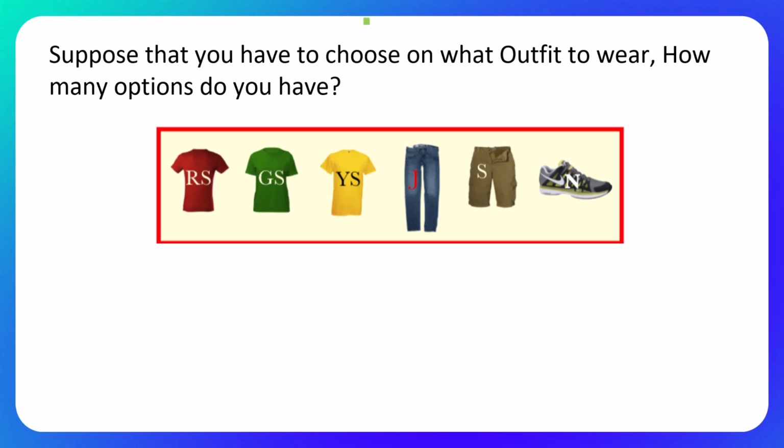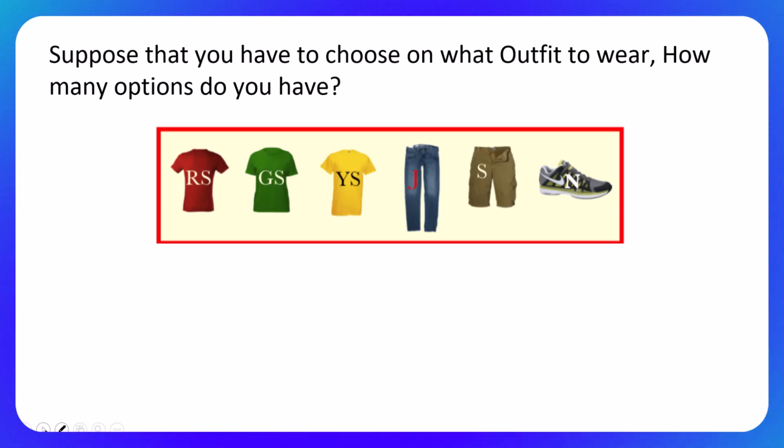Let's look at an example where we're choosing an outfit to wear. So suppose you have to choose what outfit to wear. How many options do you have? If I have in my closet a red shirt, a green shirt, a yellow shirt, 1 pair of jeans, 1 pair of shorts, and a pair of Nike tennis shoes. All right, think about that for a minute. How many choices or options would I have to put these together?